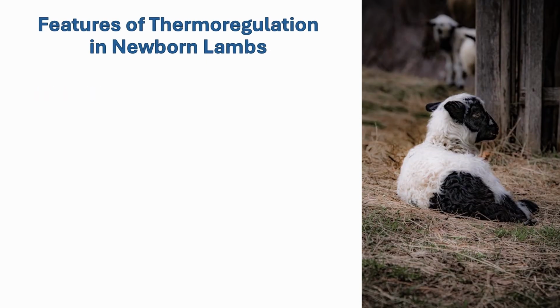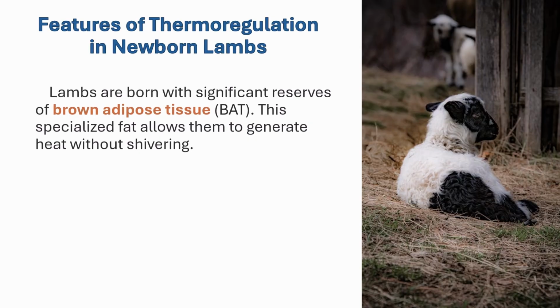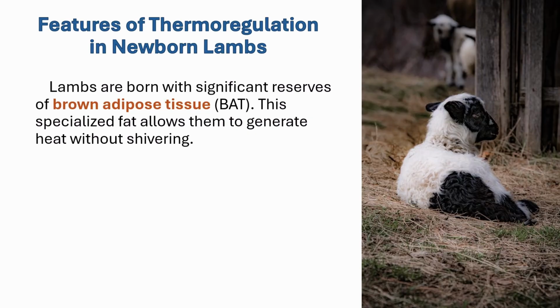Now, let's look at lambs. Unlike piglets, lambs are born with significant reserves of brown adipose tissue. This specialized fat allows them to generate heat without shivering. It is their primary internal heater. It is an evolutionary adaptation for surviving birth in cold, windy pastures.